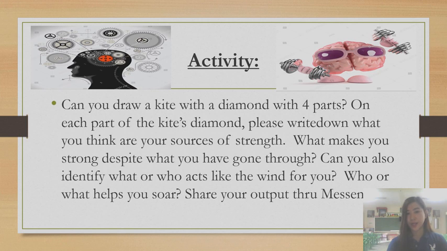You can screenshot this slide so you can use this while answering this activity. Again, all you have to do is to draw a kite, and then each part of kite's diamond, it's 4 parts or 4 diamonds. Please write what you think are your sources of strength.